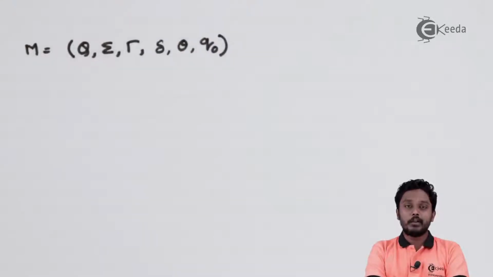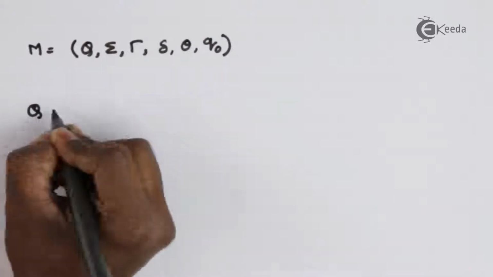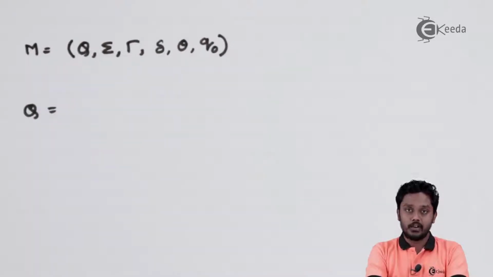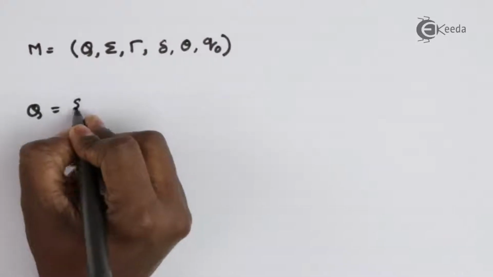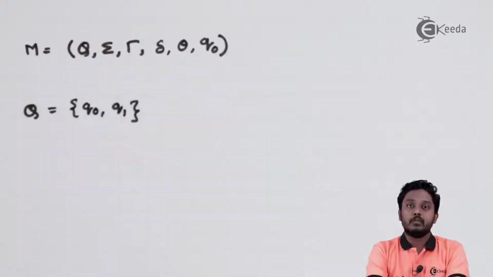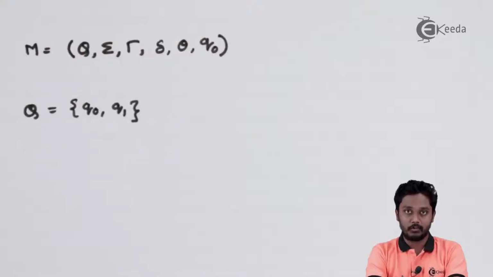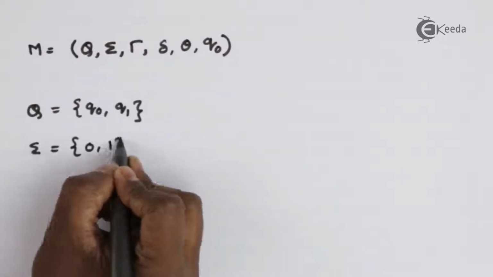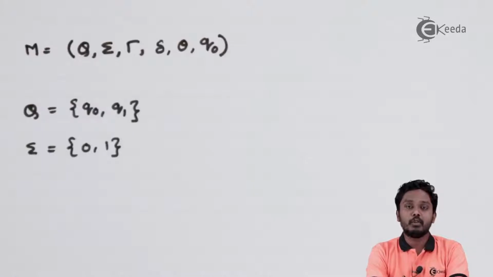The required components are as follows: Q, sigma, tau, delta, theta and Q0. The first component Q is a set of states. Over here we are using two states Q0 and Q1, and hence Q would contain Q0 and Q1. We are using the binary alphabet 0 and 1, so sigma would contain 0 and 1. Again, the output is using 0 and 1, they are the binary alphabet, so tau also contains 0 and 1.